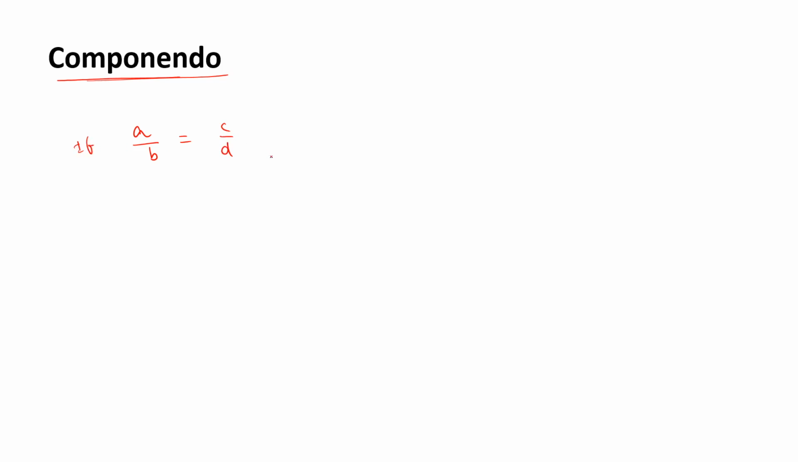If A is to B equal to C is to D, then according to the componendo property, (A plus B) by B is equal to (C plus D) by D. This is what we call the componendo property.